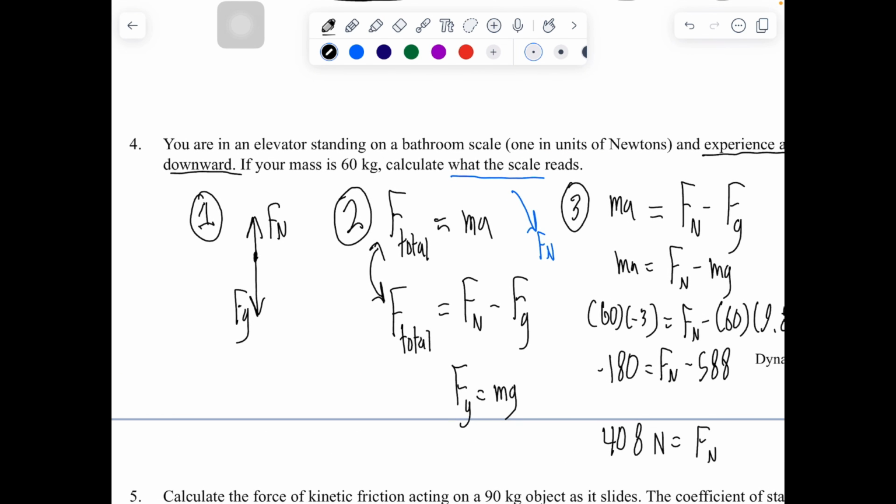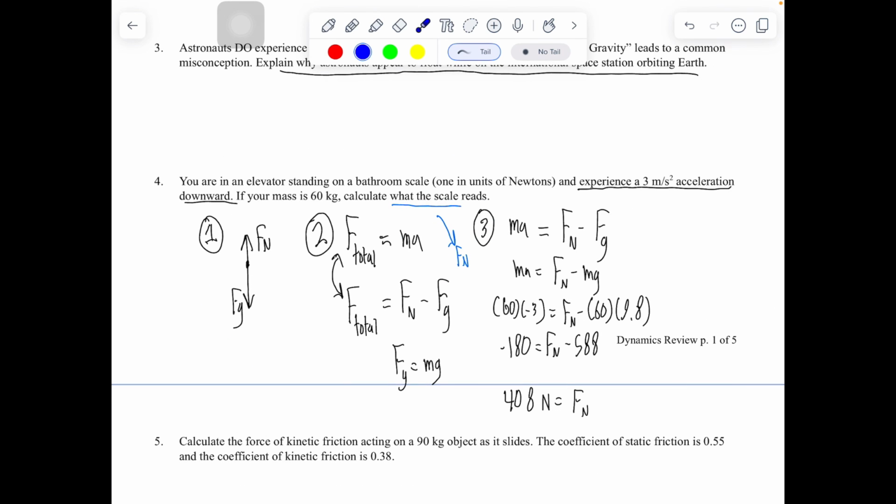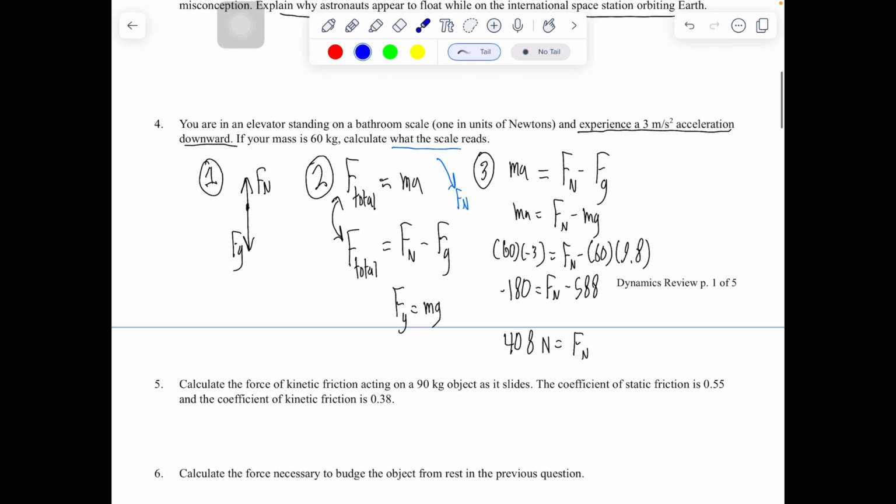And in fact, we know that just from drawing our free body diagram. All right, normal force is smaller than force of gravity. That checks out with our answer. Always good to double check.